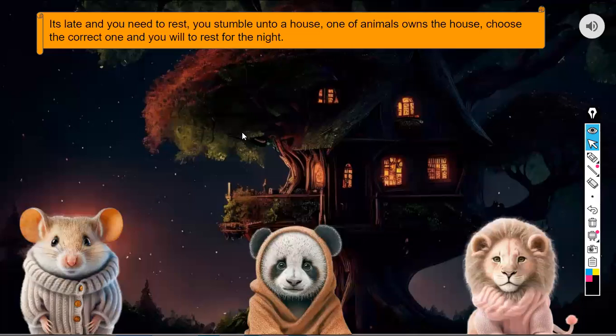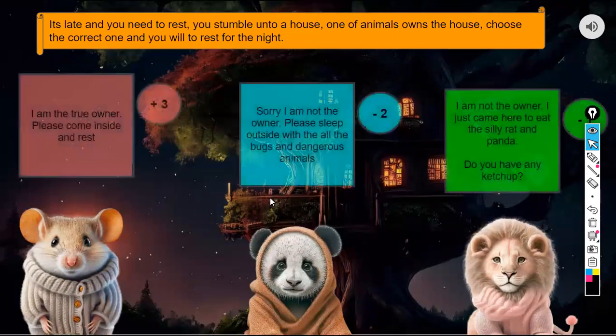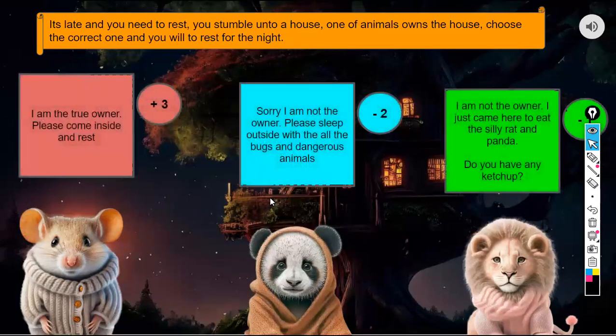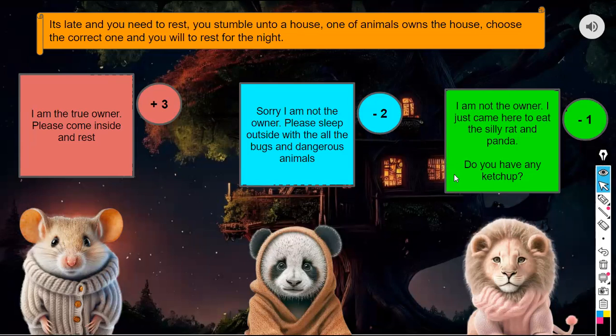All right. What? Nobody chose any panda? Oh, Denisha, you chose the panda. Celine, you chose the panda. All right, so let's see who is right and who is wrong. Get ready to update your scores. The mouse was the true owner. So for those who chose the mouse, add 3 to your score. For those who chose the panda, sorry, minus 2 from your score, and the lion, minus 1 from your score.